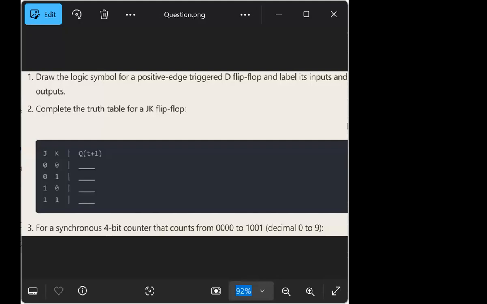Sir, please, this number 3, I don't know. Is this the complete question? Number 3 is the complete question. What about it? For a synchronous 4-bit counter, count from 0000 to 1001, decimal 0 to 9. I don't know. It does not really... Okay, let me. Yes, it's not showing the full question. Let me quickly show the updated one. Okay, it's cut off on that page. Thanks for drawing my attention to it. You're welcome, sir. I will show the updated part now.